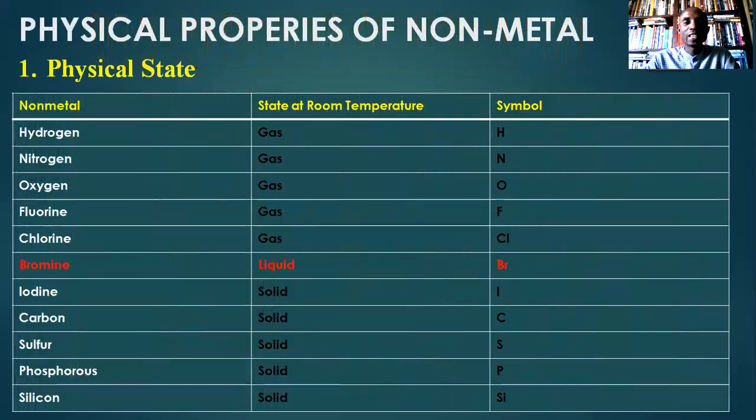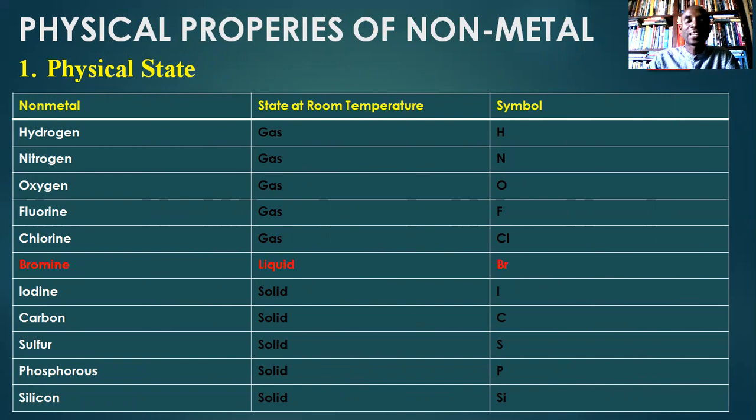All right, next one is, what are the physical properties of non-metals? First thing we need to consider is their physical states. In the physical state, nonmetals generally exist in the 3 states of matter. They exist as gas, one of them, which is bromine, exists as liquid, and others exist as solid. So we can see hydrogen, nitrogen, oxygen, fluorine, and chlorine exist as gas at normal room temperature, but only bromine is a nonmetal that exists as a liquid at room temperature, and others are in solid state. So nonmetals exist in 3 states of matter.